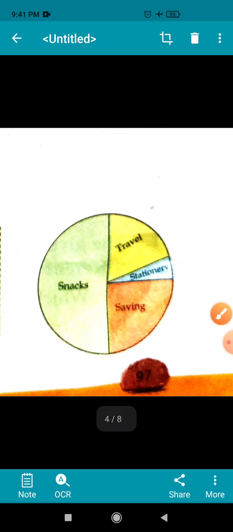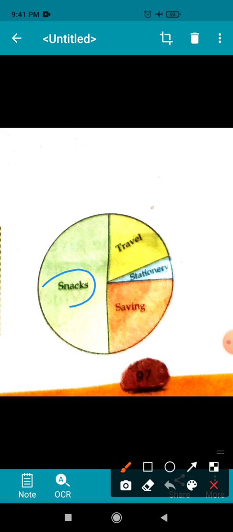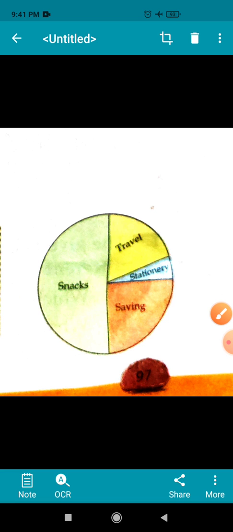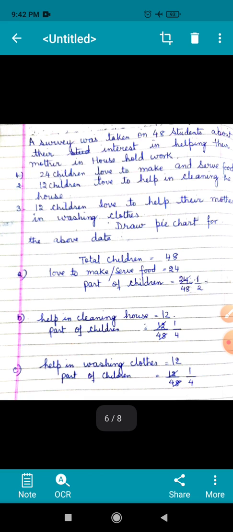Children, here you can see the parts of the circle represented in this way. Half part for snacks, 1/4 part for saving, 1/5 part of the circle for traveling, and 1 upon 20th part of the circle for stationery. Now let us see a few examples to understand the concept in a better way.